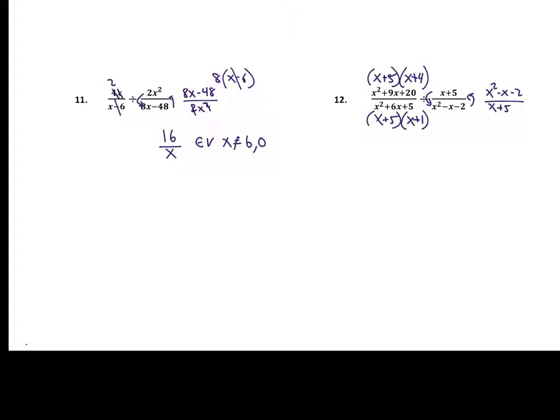So on the top we get x plus 5 times x plus 4. On the bottom, 5 times 1 is 5, 5 plus 1 is 6. Over here we get x minus 2, x plus 1. So our x plus 1 cancels, x plus 5 cancels, and we're left with x plus 4, x minus 2 over x plus 5. With an excluded value, x cannot equal negative 5 and negative 1.